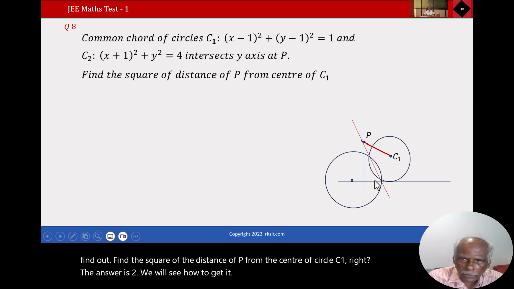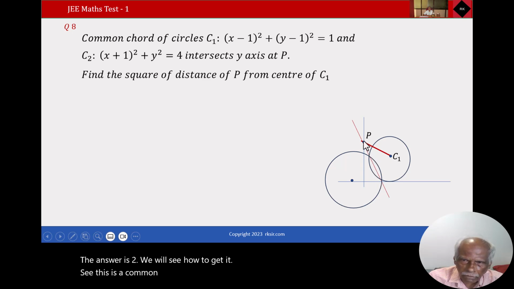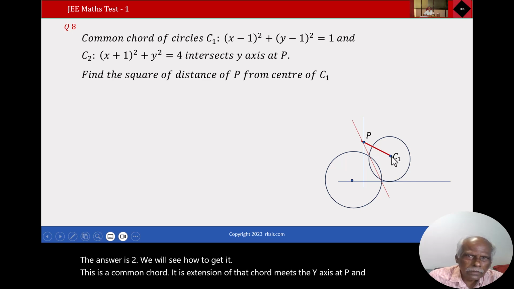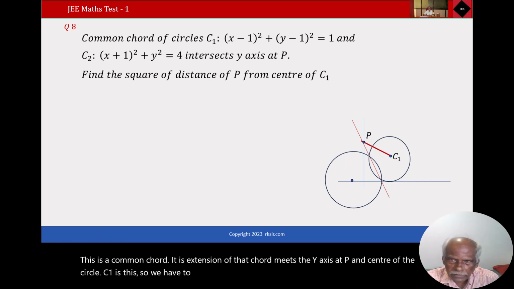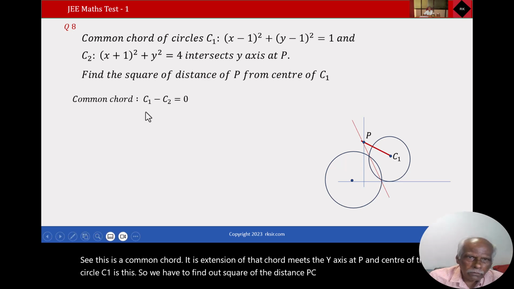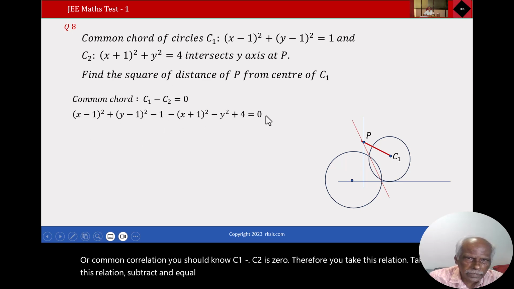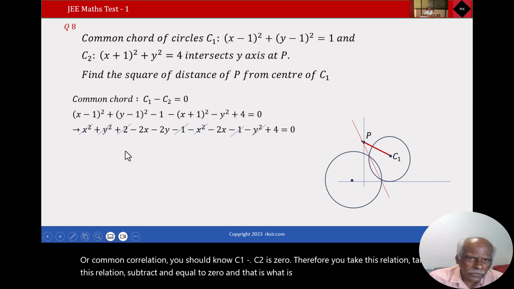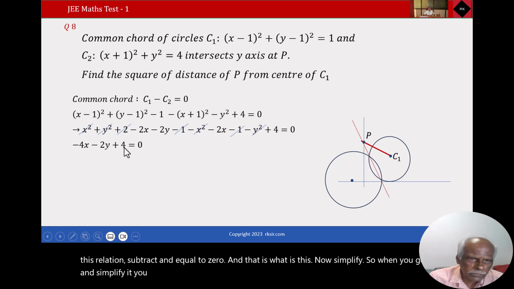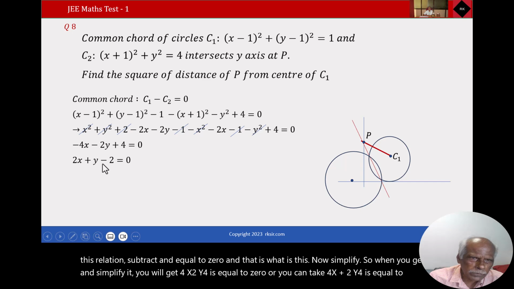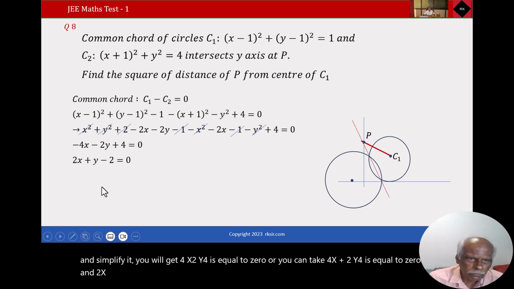See, this is a common chord. The extension of that chord meets the y-axis at P, and the center of the circle C1 is this. So we have to find the square of the distance PC1. Now, the common chord relation you should know: C1 minus C2 is 0. Therefore you take this relation, subtract, and equate to 0. Now simplify it. So when you simplify it, you will get minus 4x minus 2y plus 4 is equal to 0, or you can take 4x plus 2y minus 4 is equal to 0, and 2x plus y minus 2 is equal to 0, dividing by 2.